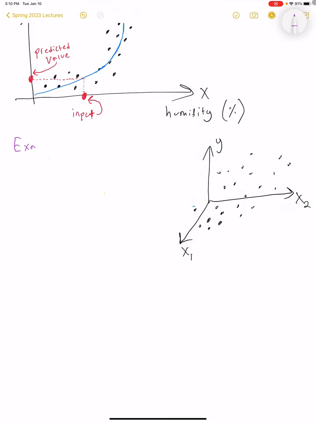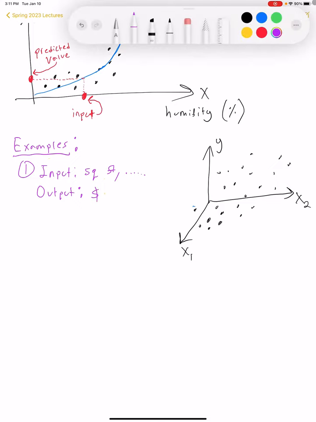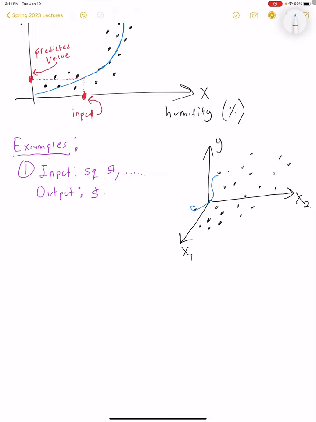Okay, so examples. Input to the model can be square feet of the house, as well as many other numbers. It doesn't have to be just one thing. And the output, the thing that's being predicted, is the house price. But as we were saying, it doesn't require only one input. You could have 2 inputs or 1,000 inputs or 1,000,000 inputs. And we will learn how to build machine learning models that work with a bunch of inputs.